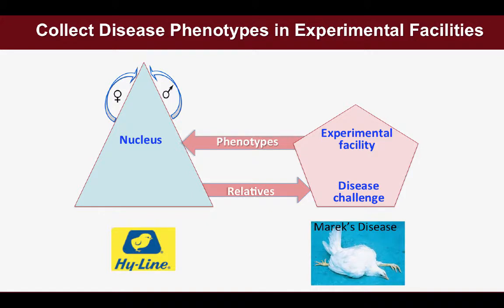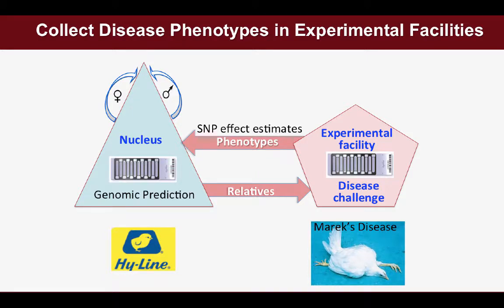Another approach that can be used here is to genotype individuals that are challenged using a high-density SNP chip and then use the resulting SNP effect estimates for genomic prediction and genomic selection in the nucleus. Similar to the approach of genomic selection using commercial crossbred data that is collected in the field. Again, the advantage of the genomics approach is that the individuals that are challenged do not need to be close relatives of the selection candidates, and pedigree is not needed.